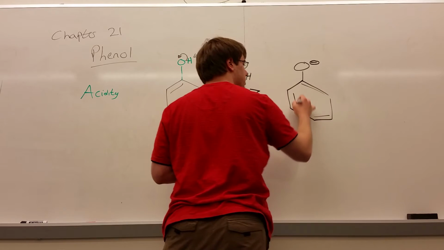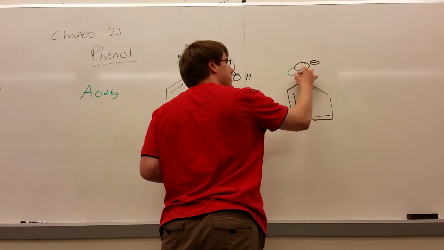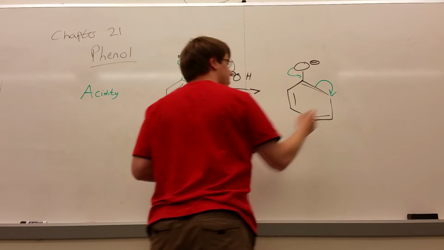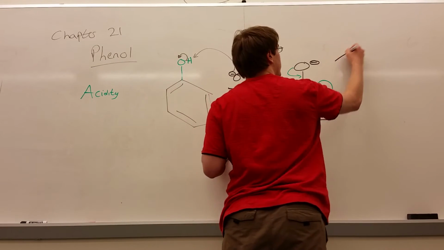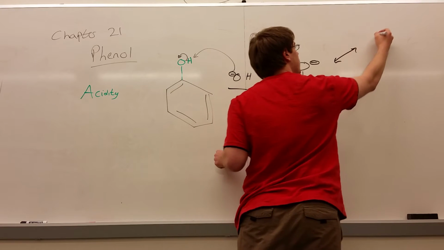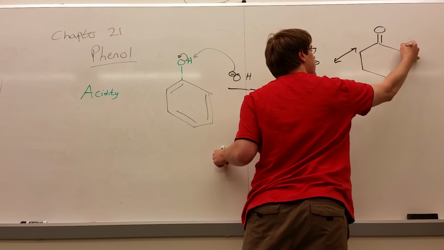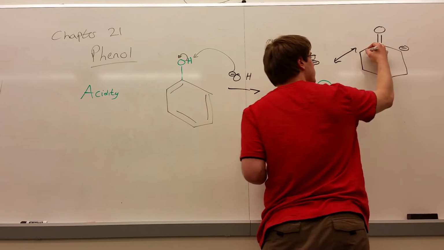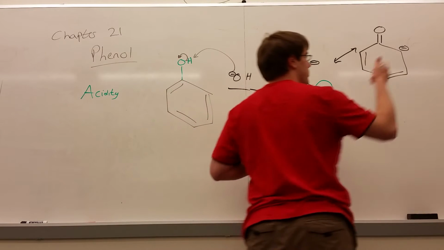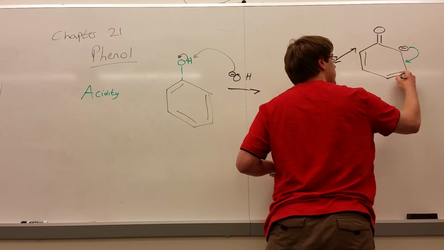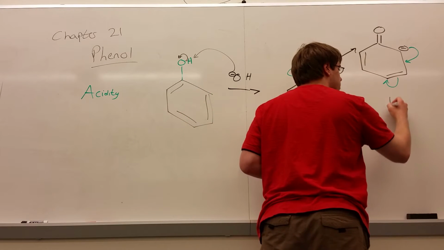And of course, that O minus can then resonate throughout the benzene ring. One step around, this can swing down, and the electrons end up in the ortho position over there. And so you have a resonance structure that looks like O double bond and a negative charge over here. And of course, that negative charge can resonate down. The electrons swing over here, and now we get a negative charge in the para position.